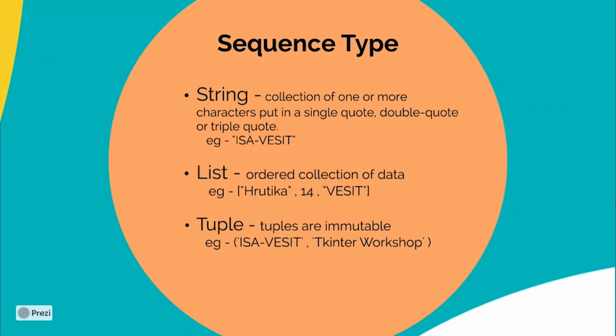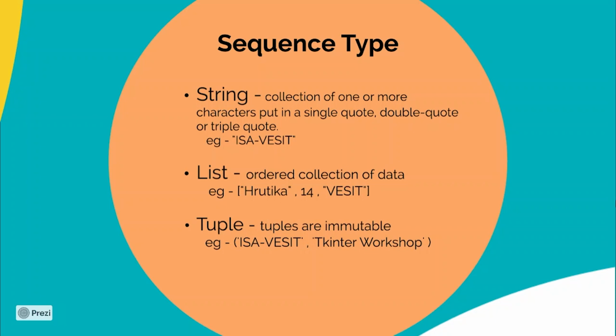Coming to list. Now lists are just like arrays declared in other languages, which is ordered collection of data. It is very flexible as the items in a list do not need to be of the same type. So here we can see in the example, in the list we have two strings and one integer. Hrutika and Visit are strings and 14 is an integer.